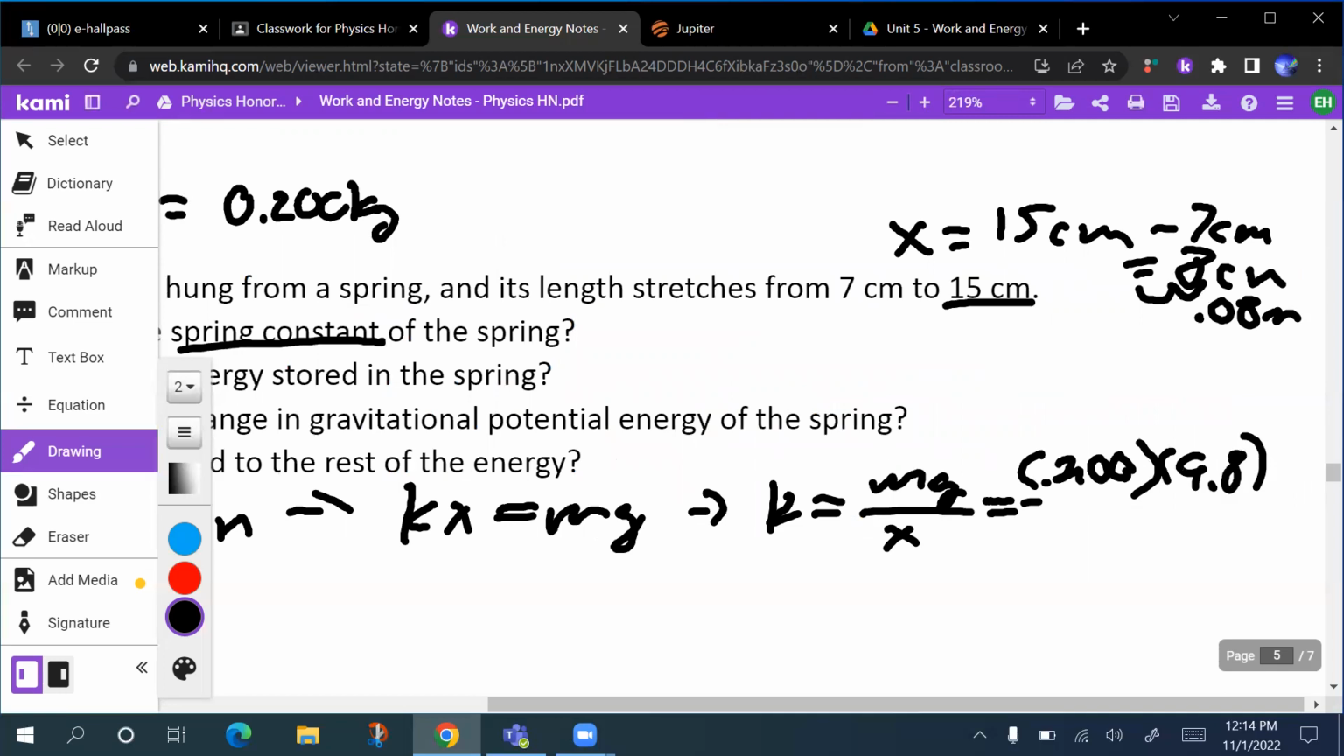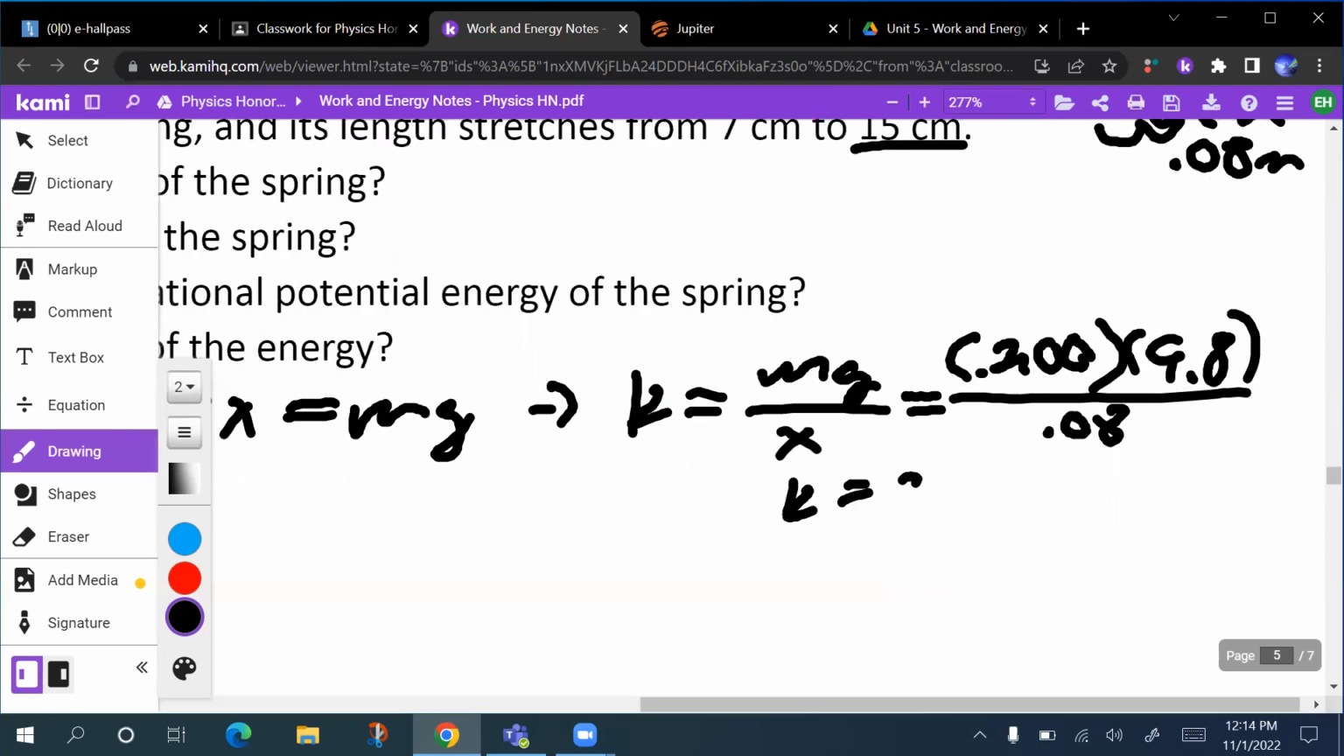So I'll multiply by 9.8, divide that by 0.08. 0.200 times 9.8 divided by 0.08. And we should get about 24 and a half. We'll just round it up to, let's say, 25. 25 newtons per meter is our spring constant. The higher the spring constant, the stiffer the spring is going to be, the more rigid it's going to be, the harder it's going to be to force it from its equilibrium position. The smaller the spring constant, the looser the spring, the easier it is to stretch.